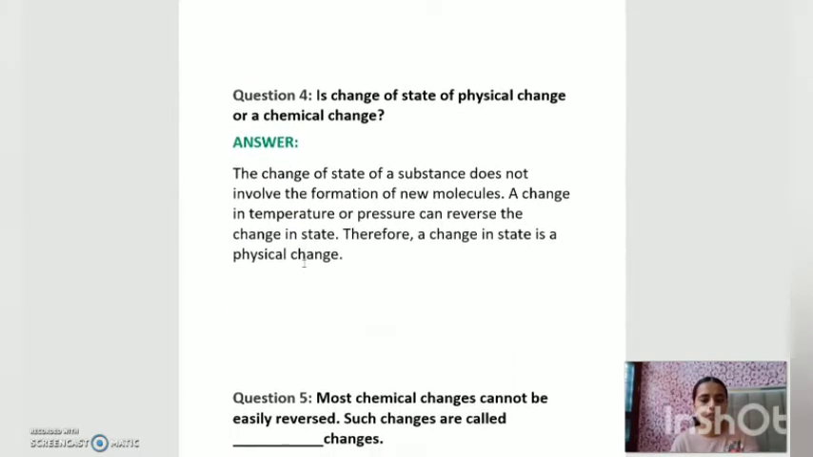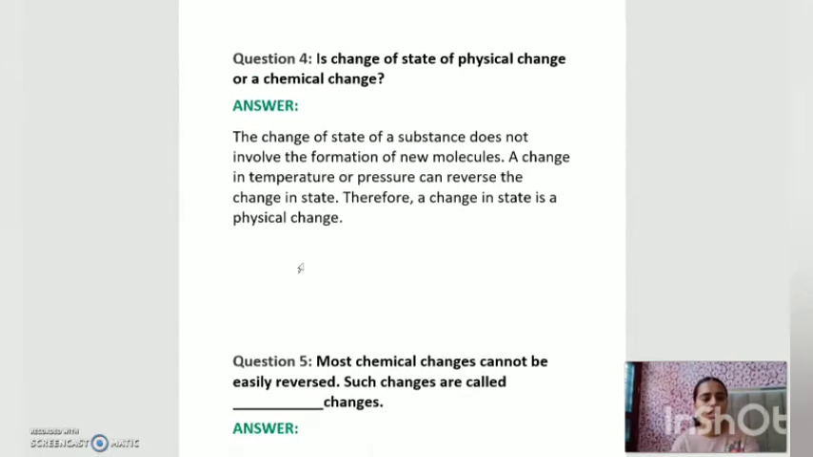So now question number 4. What does question 4 say? Question 4 is: is change of state a physical change or a chemical change? Now there is a change in the state, students, right? Is that change of state a physical change or a chemical change? Now you have to tell that.